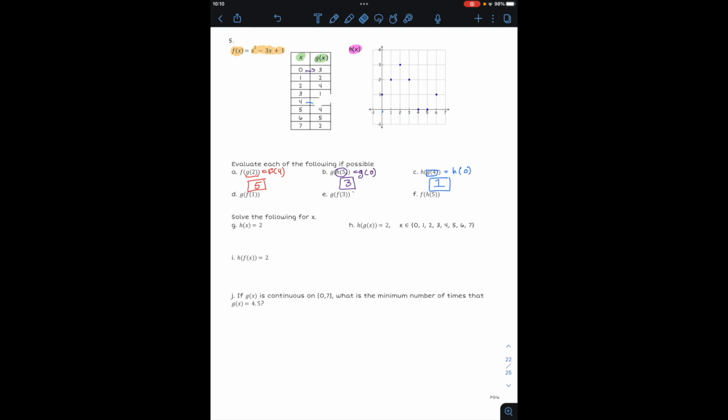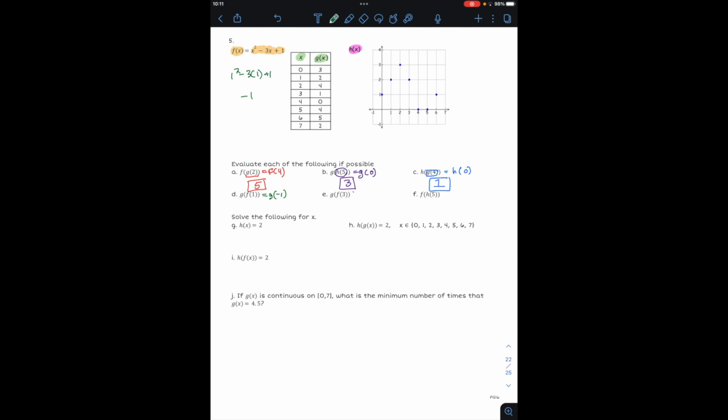G of f of 1. So this time I need to figure out what f of 1 is. F of 1 is 1 squared minus 3 times 1 plus 1, which will give me negative 1. And g of negative 1. Ooh, this one's a little bit tricky. Okay, let's write that down. G of negative 1. Now, it's tricky because our g function doesn't have a table value for an x input of negative 1.